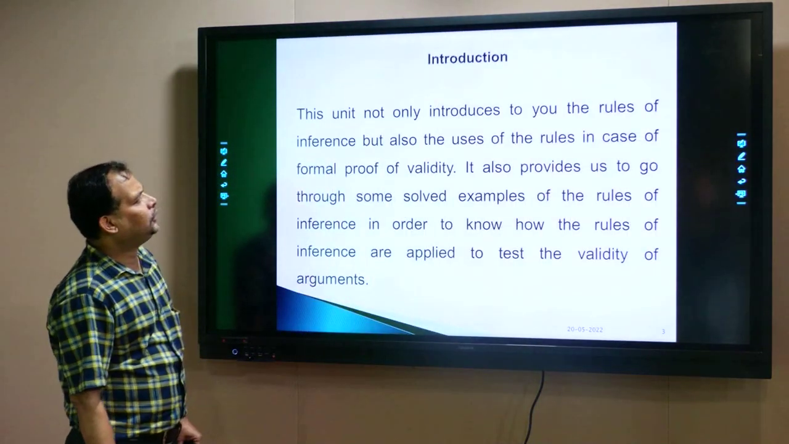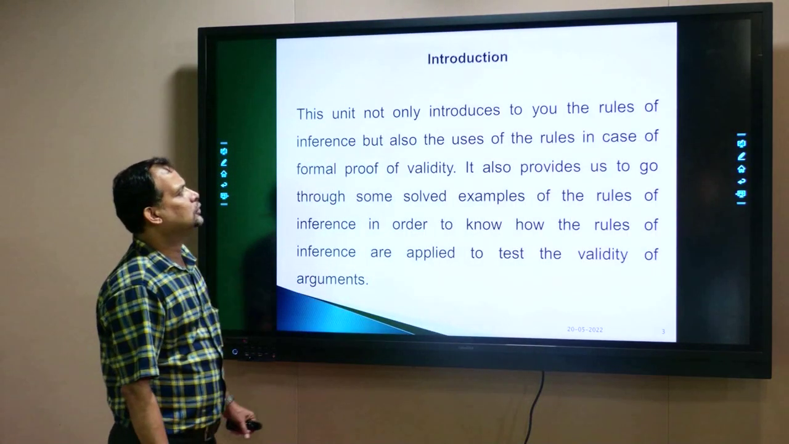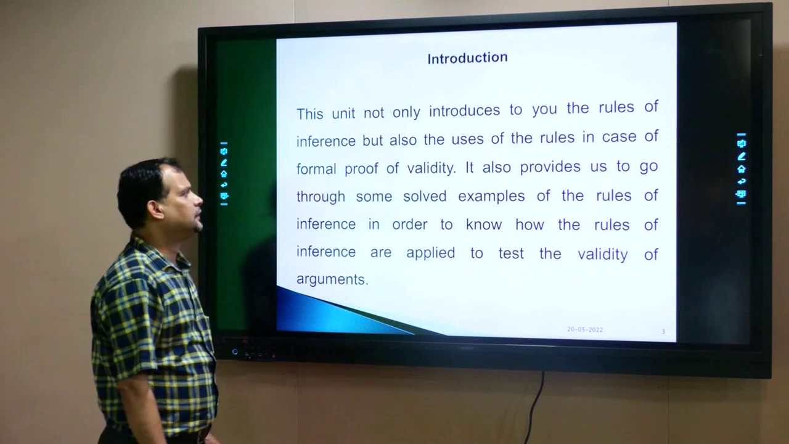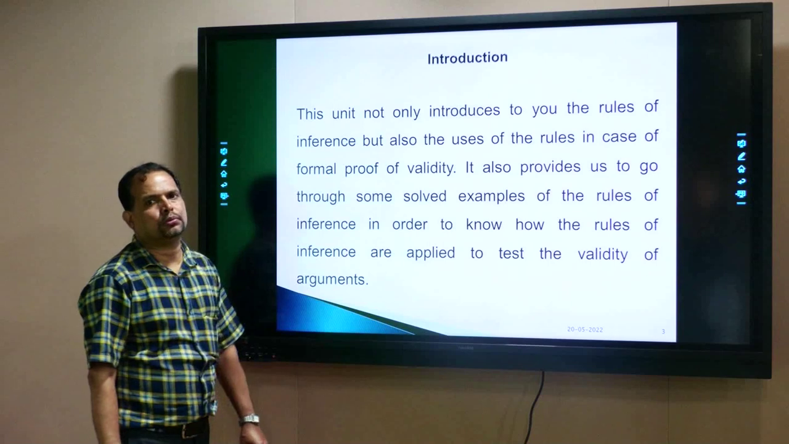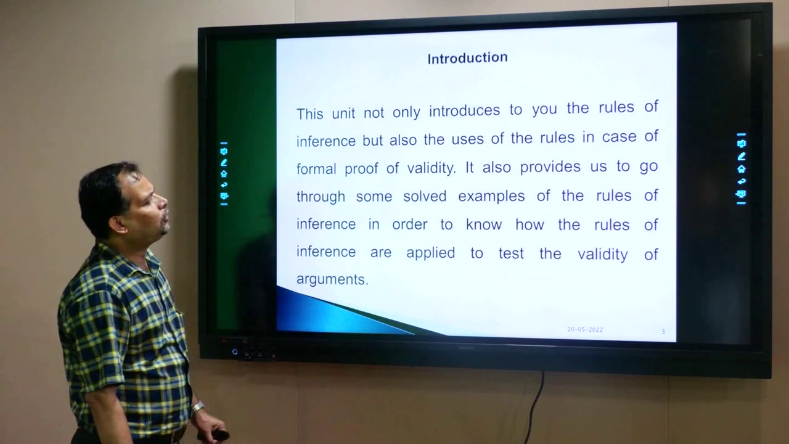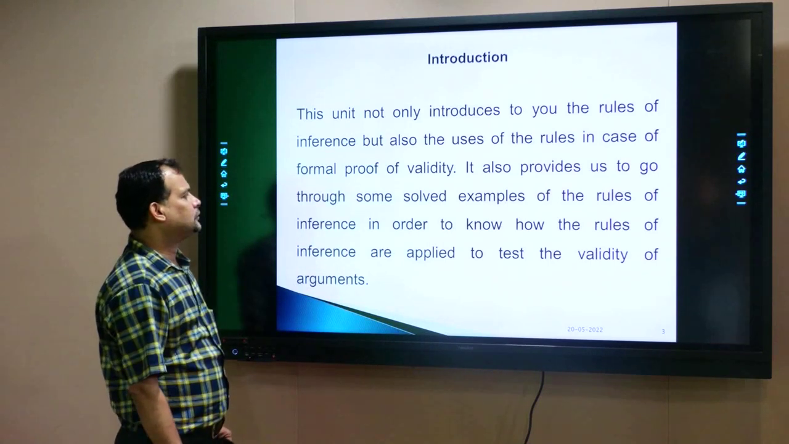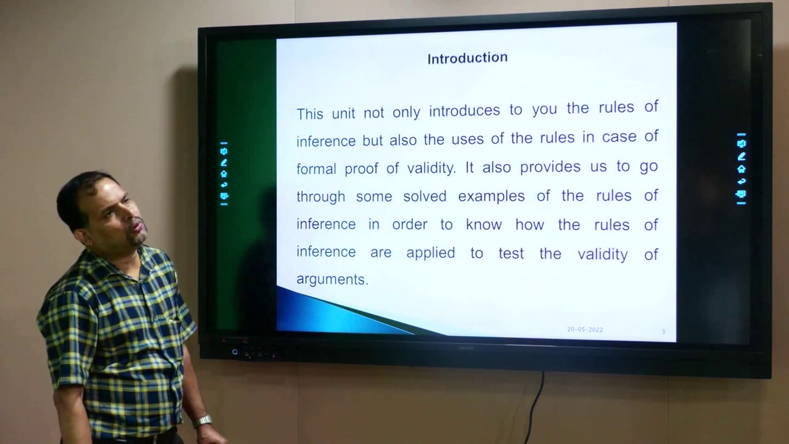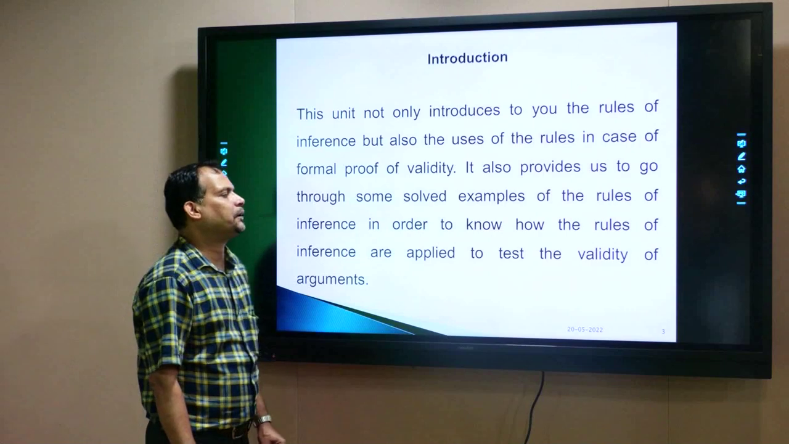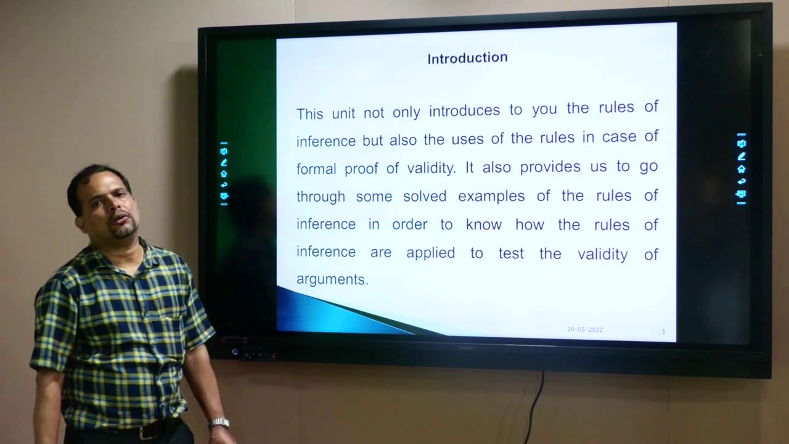Now, this unit not only introduces to you the rules of inference, but also the uses of the rules in case of formal proof of validity. It also provides us to go through some solved examples of the rules of inference in order to know how the rules of inference are applied to test the validity of arguments.